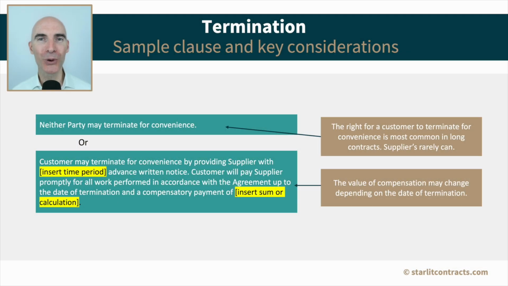Let's look at a sample clause and some key considerations now, and firstly to the clause. Neither party may terminate for convenience. Now, instead of having that statement, you might just be silent in the contract on the ability for either party to terminate for convenience, and that would, generally speaking, have the same result.